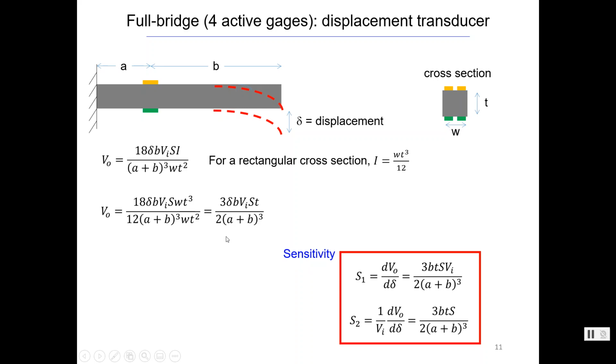And then again, to get the sensitivity, that S1 is going to depend on the input voltage. It's just the change in the output over the change in the input, which is displacement this time. So we take the derivative of this with respect to the displacement, we get this. And then if we want the S2, which is independent of the source voltage, we just take that VI out and we get this. So there are our 2 theoretical sensitivities for the displacement transducer.